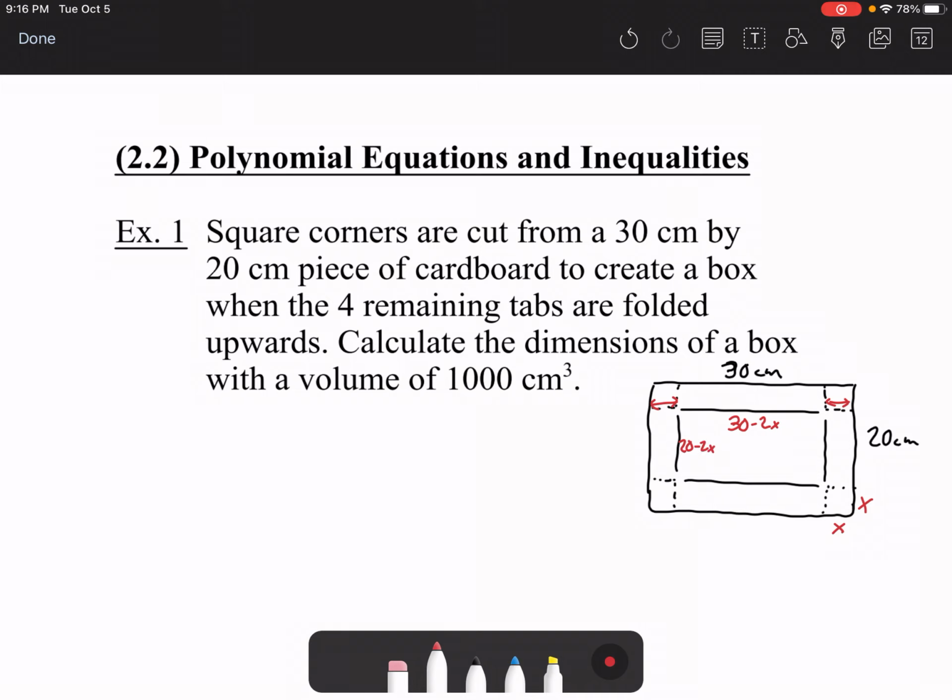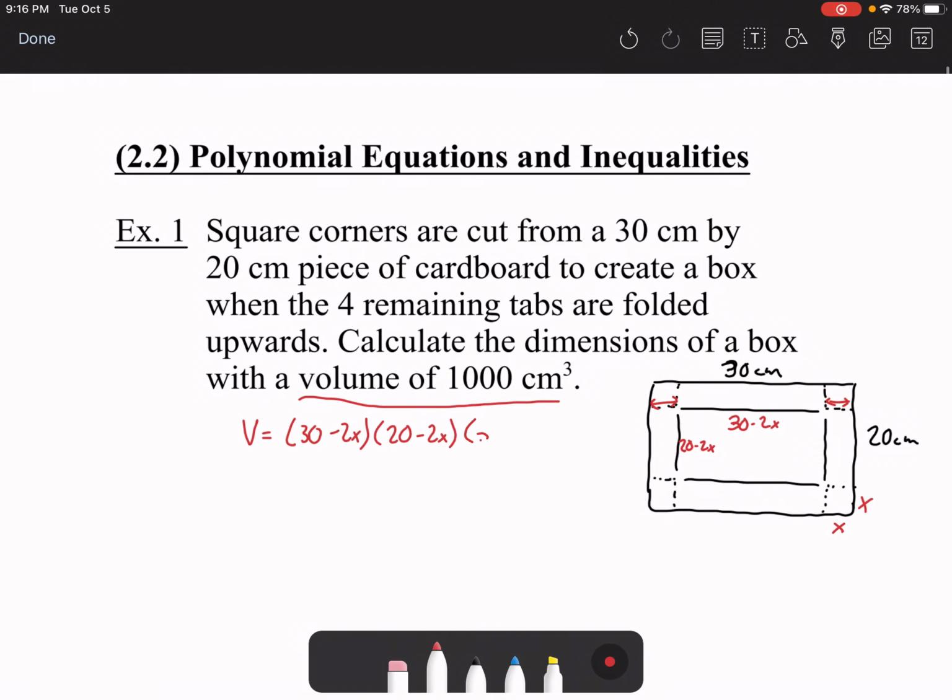So what we want to do is calculate the dimensions of the box with a volume of 1,000 cubic centimeters. To figure out the volume, first of all, volume is going to be given by the length, which is 30 minus 2x, times 20 minus 2x, which is the width, times the height, which is going to be given by the variable x. Now we want this volume to be 1,000, so we're going to put 1,000 on that side.